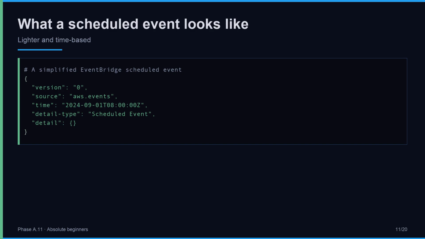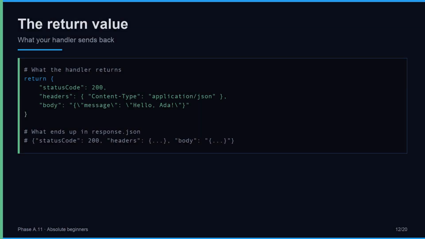There is no user input. The function does its work on its own, like an alarm clock. Same handler, different shape of event. The handler decides what to read. Time-based payloads: whatever your handler returns is what shows up in response.json.